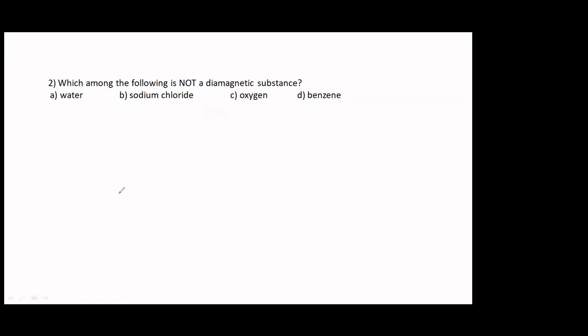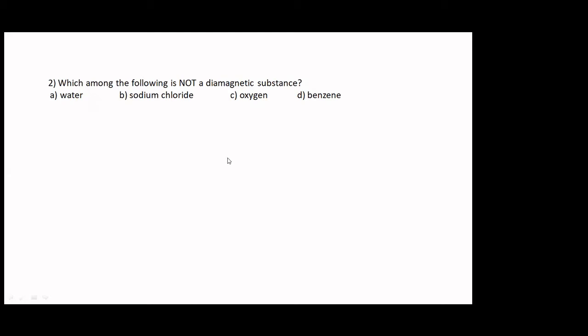Which among the following is not a diamagnetic substance? Diamagnetic substances have all paired electrons. Paramagnetic substances will have unpaired electrons, isn't it? Paramagnetic substances are weakly attracted in a magnetic field. Diamagnetic substances will be repelled in a magnetic field. Water doesn't have any unpaired electrons, so it is diamagnetic. Sodium chloride, no unpaired electrons. Benzene, of course, no unpaired electrons. Oxygen, O2, has unpaired electrons in the anti-bonding molecular orbital, and hence it is paramagnetic and not diamagnetic. So that's the correct option.